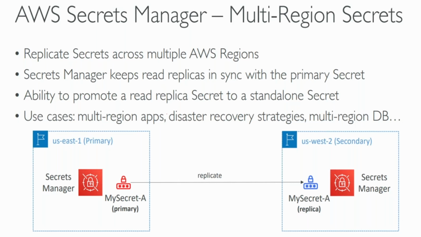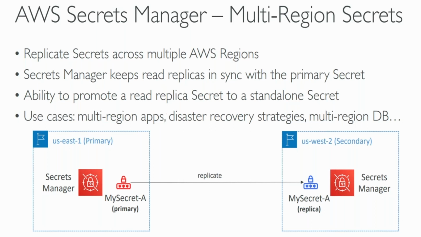For example, if I have my RDS database and it is replicated on another region as well, I have created a read replica and I want to use that as well. For that purpose, we can go for multi-region secrets. If we have applications with a multi-region DB, we go for multi-region secrets. Otherwise, we can go for a single region only.